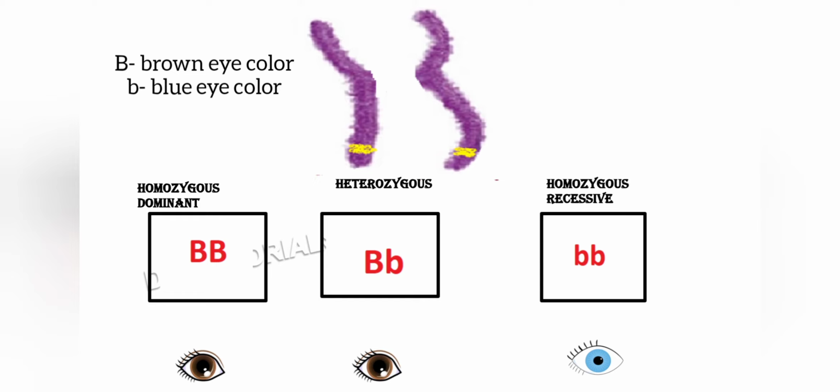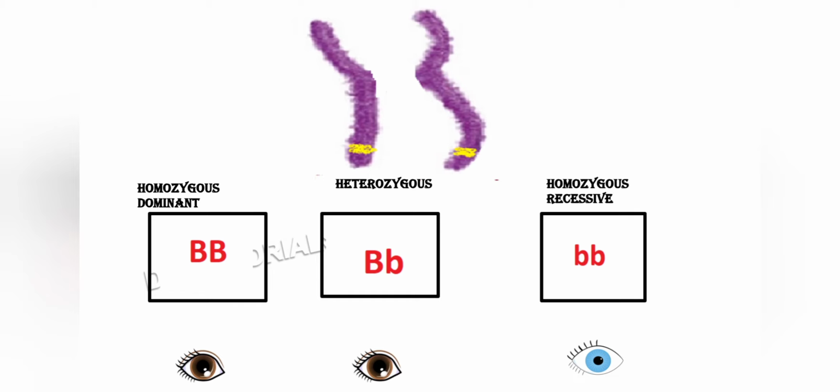Right? So here we have three combinations: capital B capital B, capital B small b, and small b small b. Here the two conditions are homozygous. The first one with the capital letters is homozygous dominant, and the third one with the small letters is homozygous recessive. Whenever you have two different alleles, such a condition is called heterozygous.